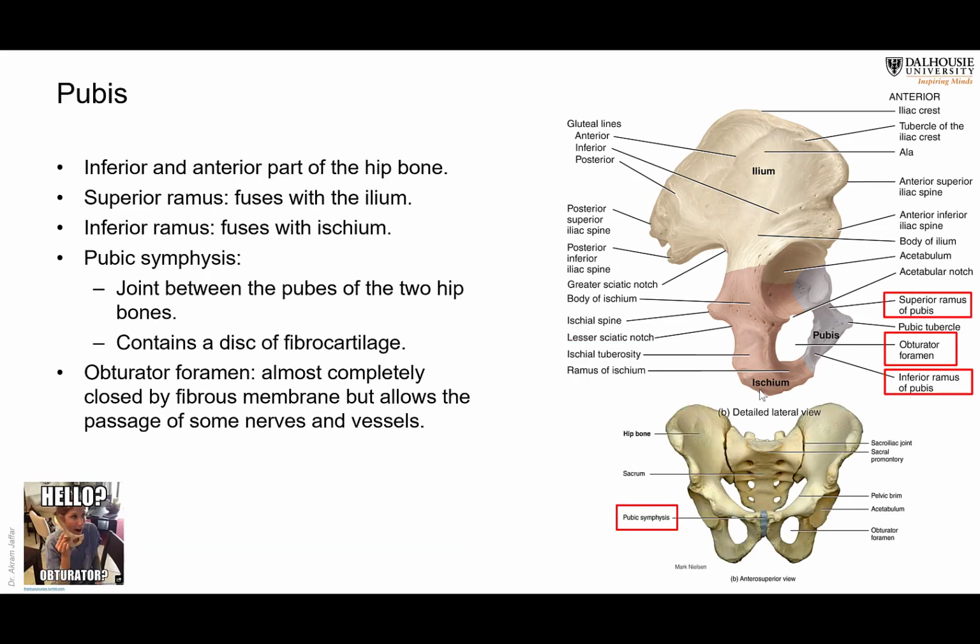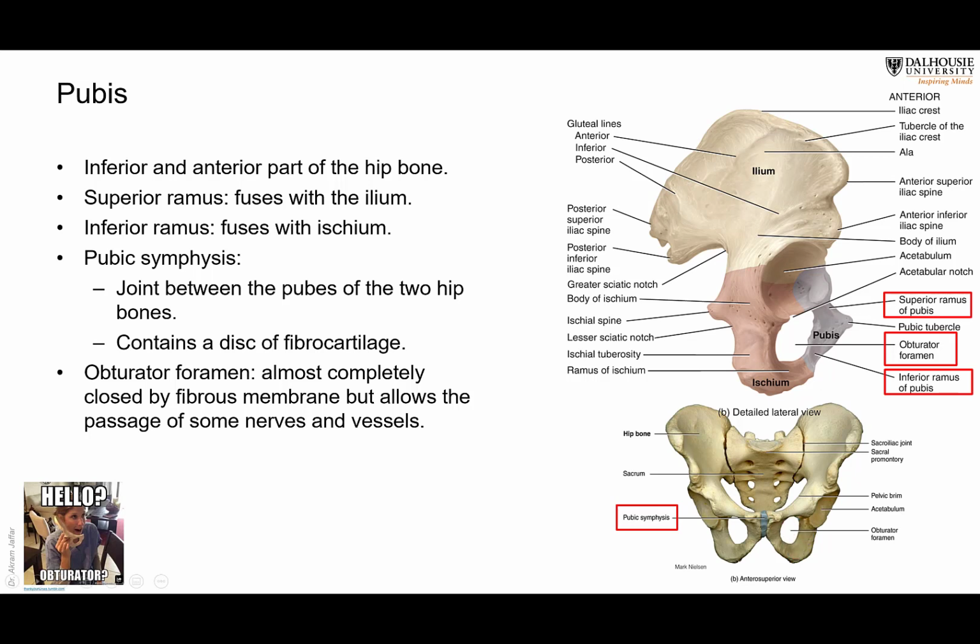And then we have the pubis, which is the anterior inferior part of the hip bone, and as you can see here, it has a superior ramus that fuses with the ilium, and an inferior ramus that fuses with the ischium, and it has an articular surface here. It's called the pubic symphysis. This is a symphysis. There's a fibrocartilage here uniting the two pubic bones, and there is a very big foramen here, which is called the obturator foramen.